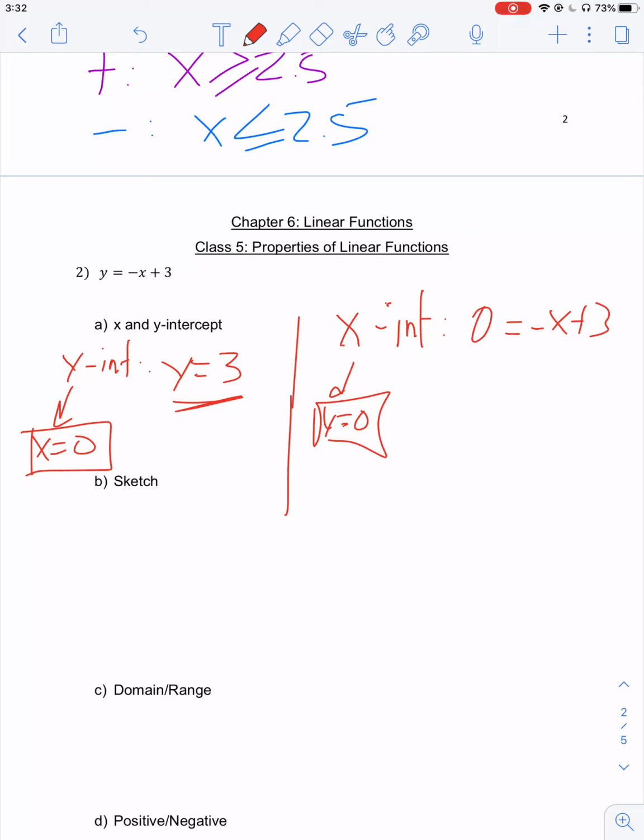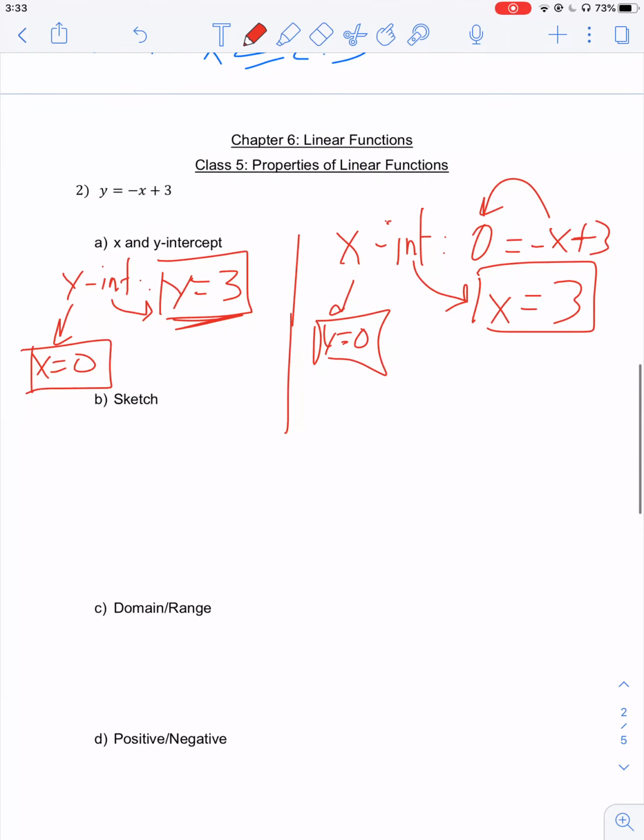Now there are many ways of doing this. One way to solve for x is to move the x over to the other side and it will automatically become positive, so x equals 3. Or you could do minus 3, and then divide by negative 1. That's also going to work. So this is my x-intercept, and that's my y-intercept.